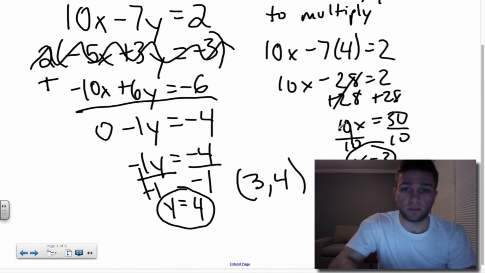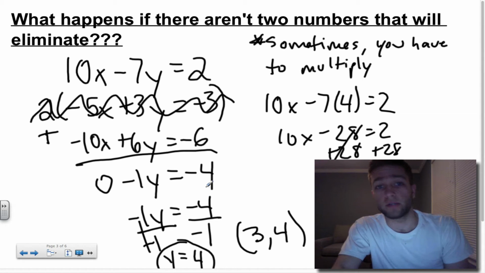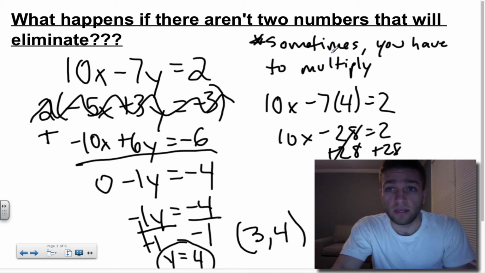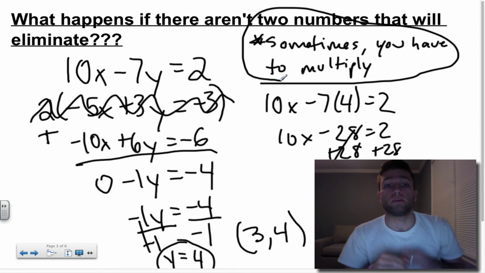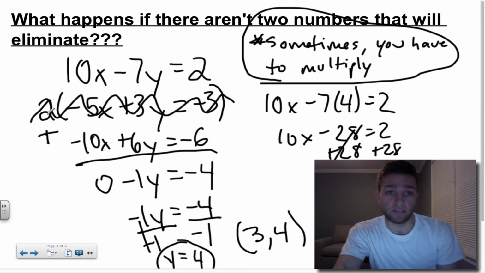But I'll really quickly recap what happened. If there aren't two numbers that are going to eliminate easily right off the bat, in this case we had negative 5 and 10, you can change a whole equation by multiplying, okay? So always remember, you can multiply to change an equation, but you have to multiply all of the parts of the equation. So in this case, 2 times negative 5, 2 times 3, and 2 times negative 3. And that got me a new equation, and then I could eliminate. This time I added. All right?